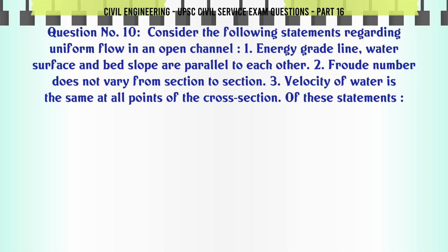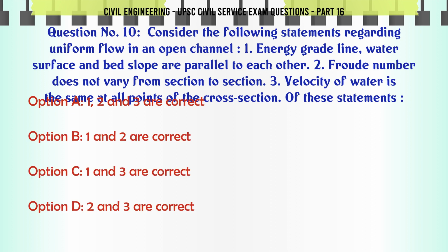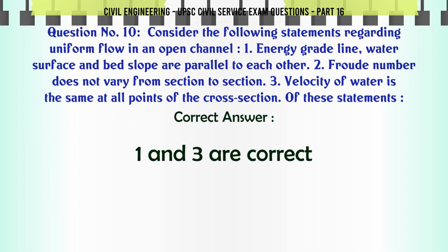Consider the following statements regarding uniform flow in an open channel. 1. Energy grade line, water surface and bed slope are parallel to each other. 2. Froude number does not vary from section to section. 3. Velocity of water is the same at all points of the cross section. Of these statements, A. 1, 2 and 3 are correct. B. 1 and 2 are correct. C. 1 and 3 are correct. D. 2 and 3 are correct. The correct answer is 1 and 3 are correct.